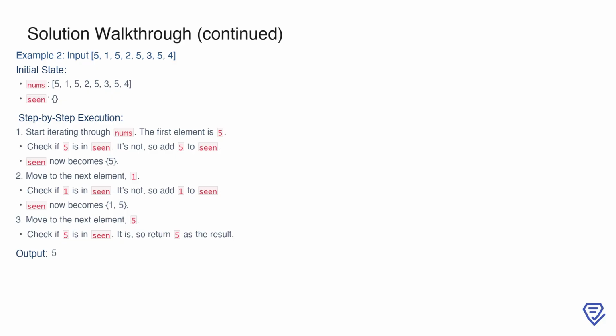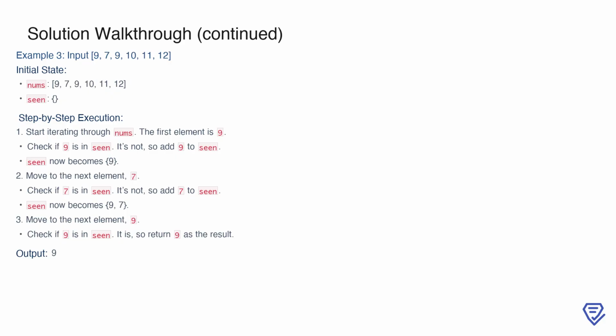Starting with an empty set, scene, we first encounter the number 5. Since it's not in the set, we add it, and scene becomes {5}. The next number is 1, which is also not in the set, so we add it, making scene equal to {1, 5}. When we encounter the next 5, we find that it's already in the set. This immediately identifies 5 as the repeated element, so we return 5 as the result.